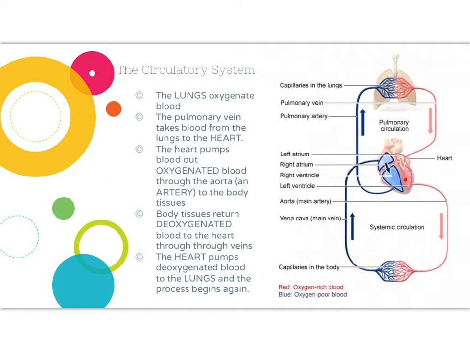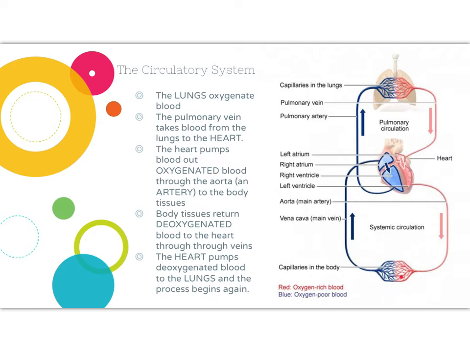The heart pumps out oxygenated blood through the aorta. It's an artery into our body tissues. So our body tissues get this blood by it moving from an artery into the capillaries. These capillaries take that oxygenated blood to the tissues. These body tissues then return deoxygenated blood to the heart through the veins.